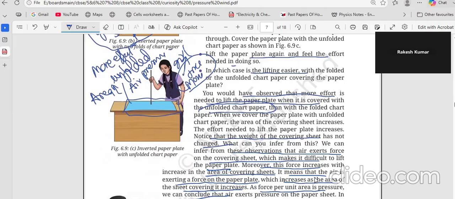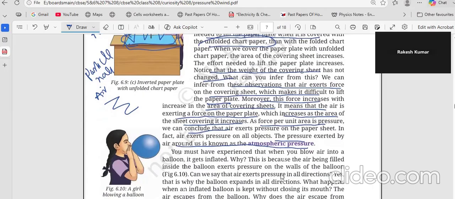So why pressure? Air molecules are coming and hitting and going, like we did in the chapter on the particle nature of matter. In air, there are particles which are moving around and hitting. So they are hitting here, and because there's more area, they can hit more. So there's more force.